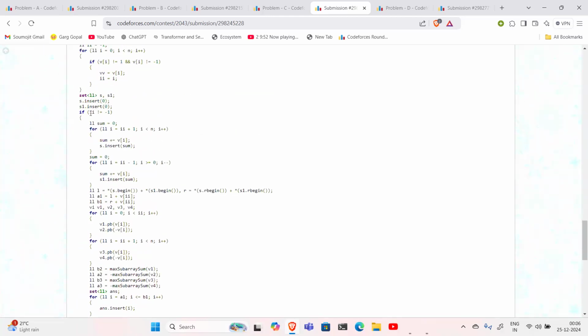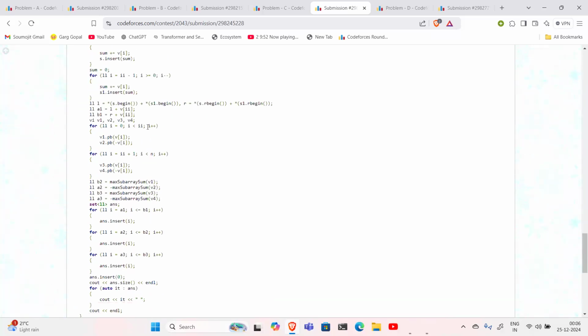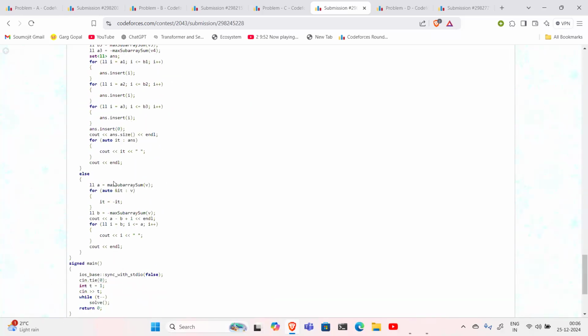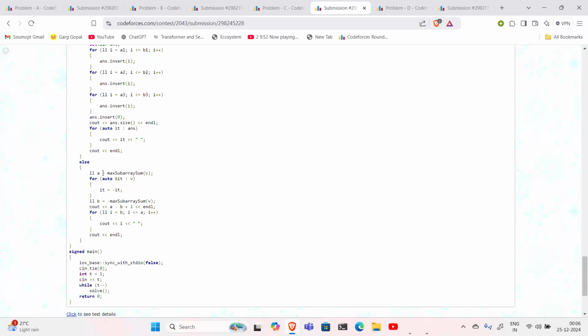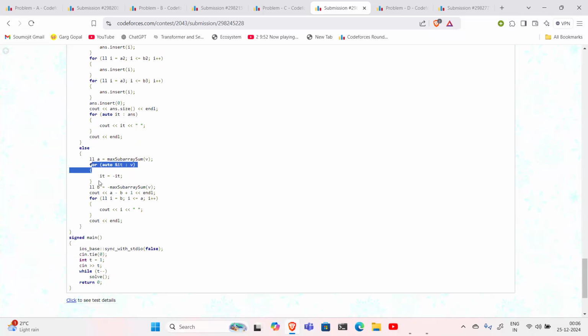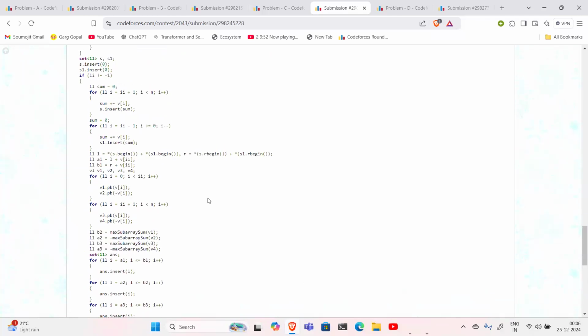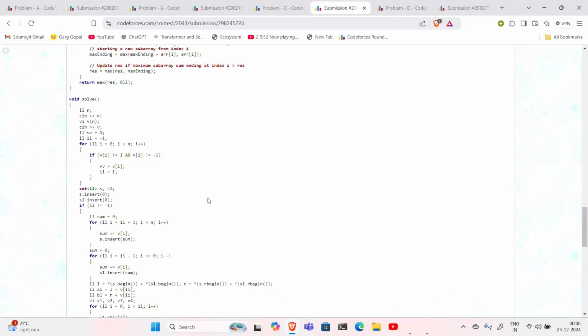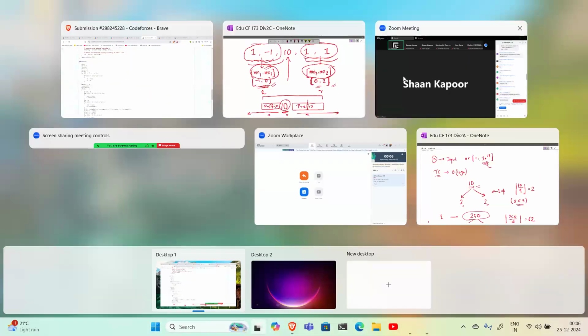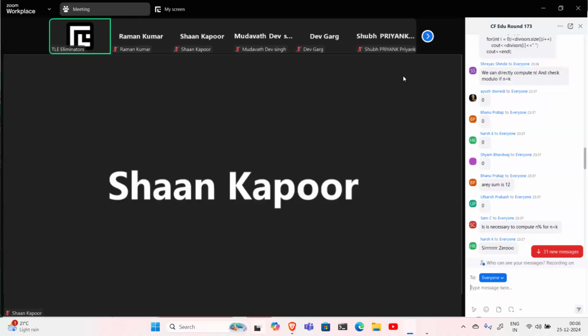Similarly, this was the if part, when II is not -1, meaning there exists one exceptional element. If there is no exceptional element, you can simply take the maximum subarray sum. Then you can compute the negative of the array and find the minimum subarray sum by the idea I told you. And then I just printed everything from B to A. That's it. The code may not be very clean, but the idea which I discussed is implemented.